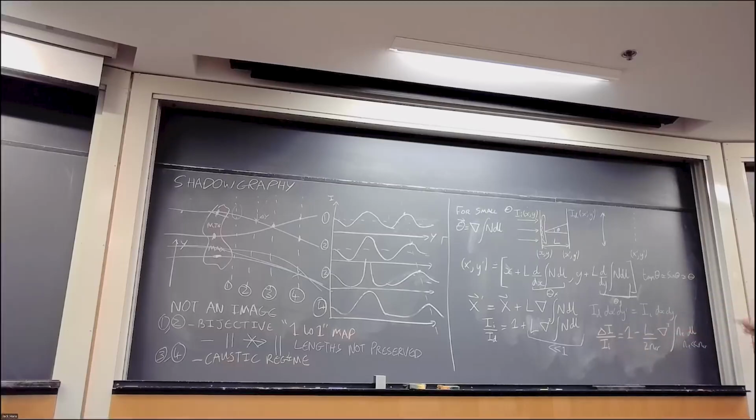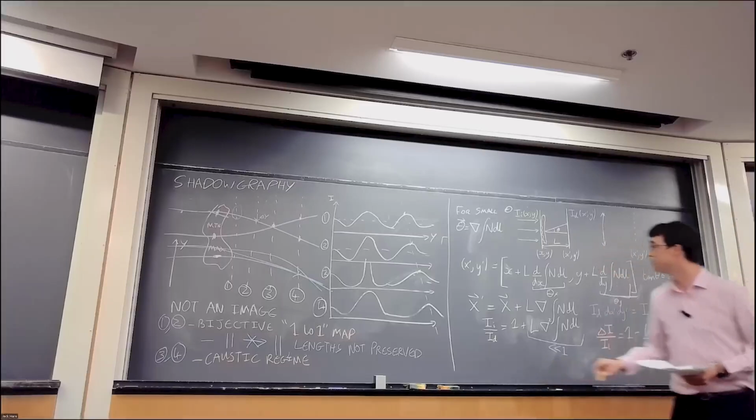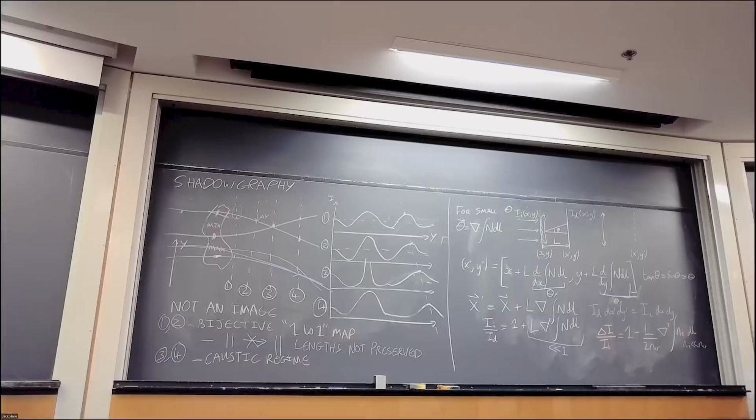So for very small intensity variations, you do indeed get an intensity variation which is proportional to 1 minus gradient squared of your electron density. So using this formula, where do we expect to have bright regions in our plasma? So where do we expect to have bright regions in our interferogram? What do they correspond to?